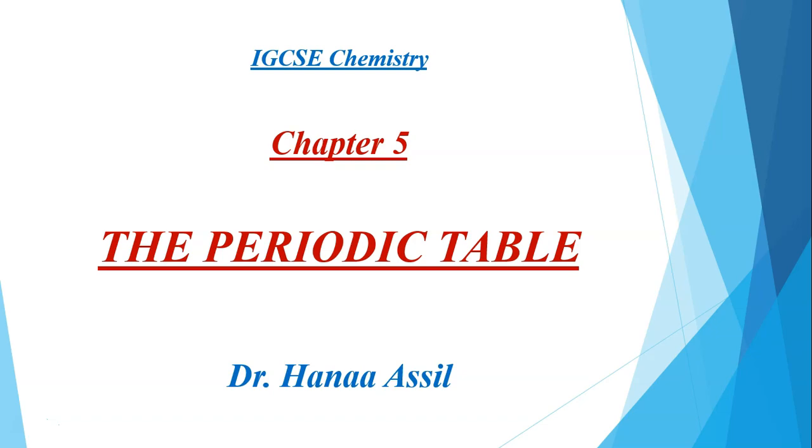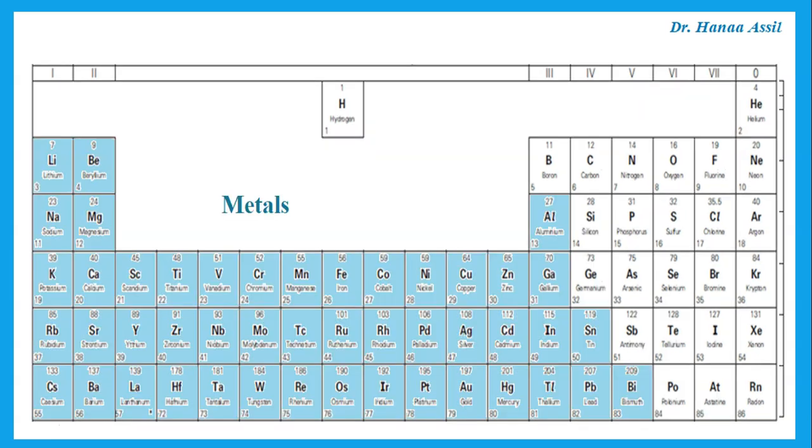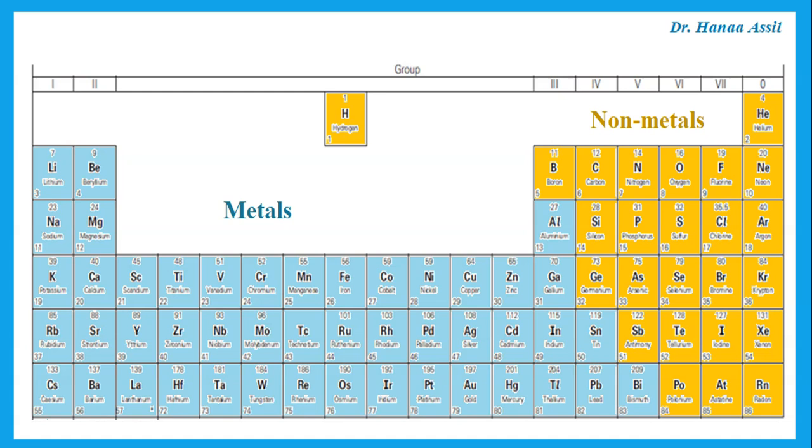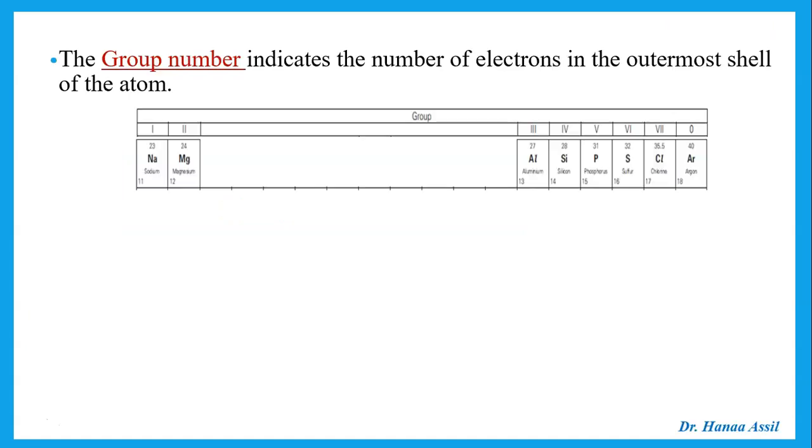So what do we remember about the periodic table? We know that it is an arrangement of elements according to their atomic number. The part on the left is mostly metals, on the right it is mostly non-metals. You know that the number of the group indicates the number of electrons in the outer shell.